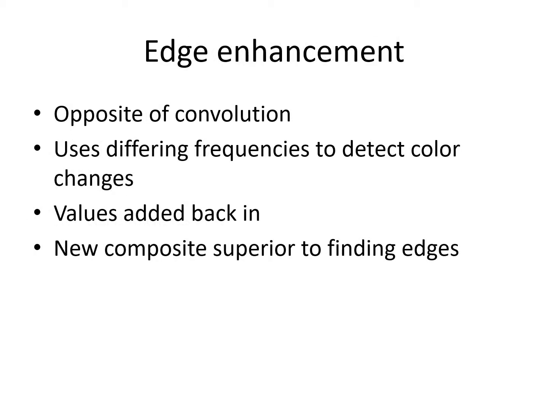Edge enhancement is, frankly, the opposite. It uses these different frequencies to detect color changes, and the values get added back in. You end up with a new composite that is superior for finding edges. It looks at when there are dramatic changes in digital numbers across multiple frequencies, and then enhances that so that you can clearly identify when you have an edge.